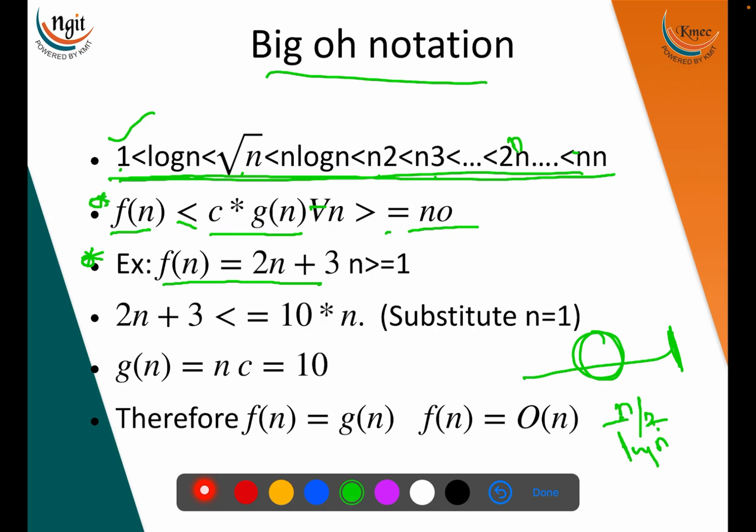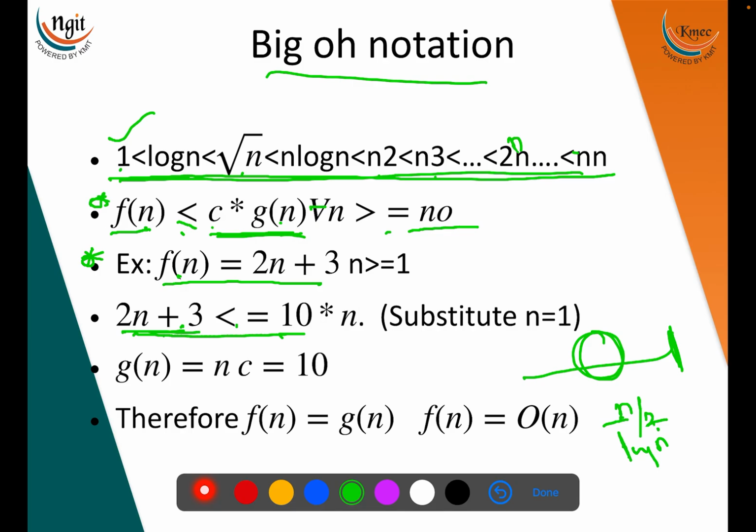Now this is the formula. What is the formula? f of n should be less than or equal to c into g of n. So f of n is 2n plus 3. Substitute 2n plus 3 here, less than or equal to c into g of n. Now I am taking some constant value which is 10. Now the question comes, why only 10? It doesn't mean that you have to take 10 only. You can take any value such that this equation is true.